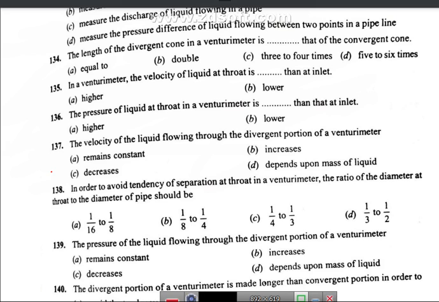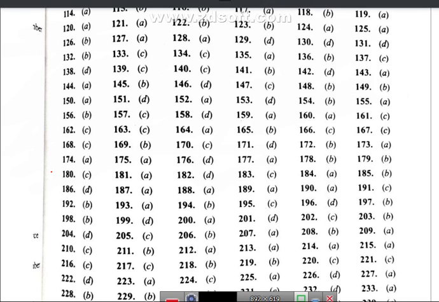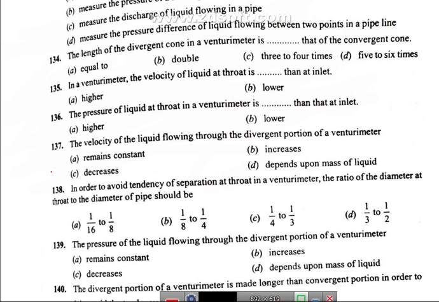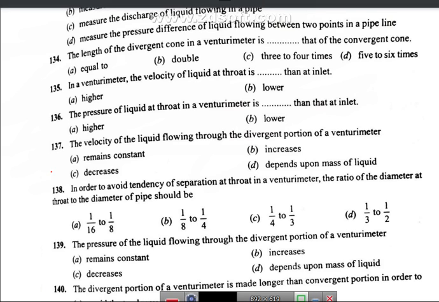Question 135. In a venturimeter, the velocity of liquid at throat is dash than at inlet. Question 135 है. In a venturimeter, the velocity of liquid at the throat is dash than at inlet, higher या lower.